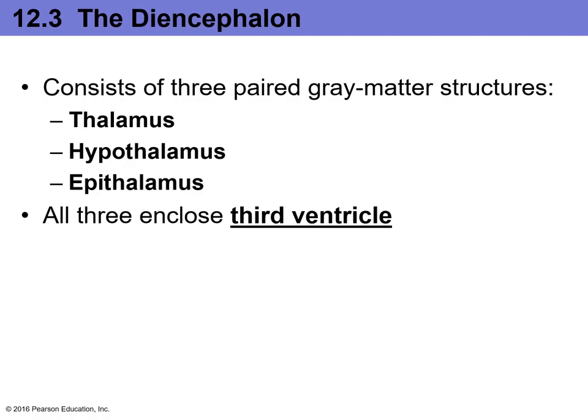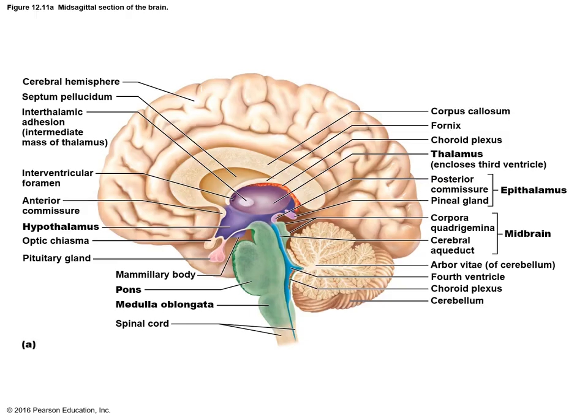The diencephalon. So that's it for the cerebrum. The next part that we're going to be looking at for the brain is the diencephalon. It is composed of the thalamus, the hypothalamus, and the epithalamus. All three of these enclose or surround the third ventricle, which is where cerebrospinal fluid is.